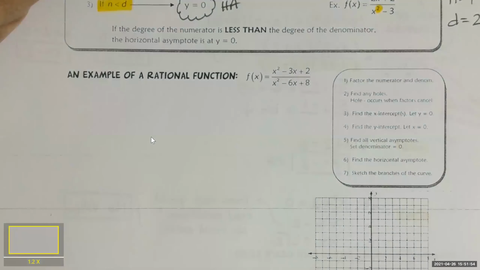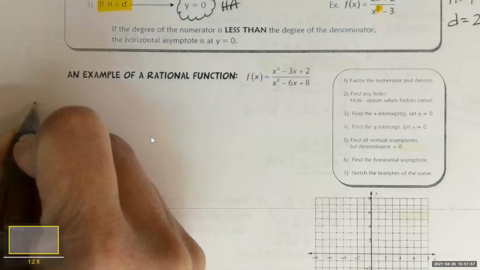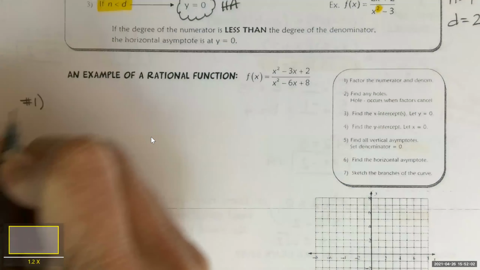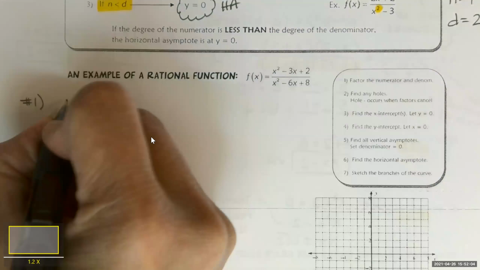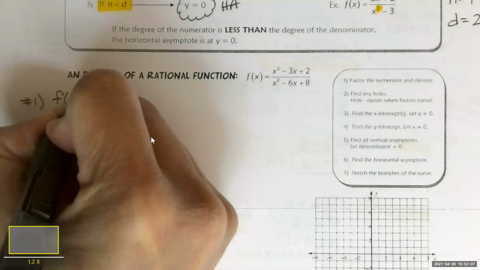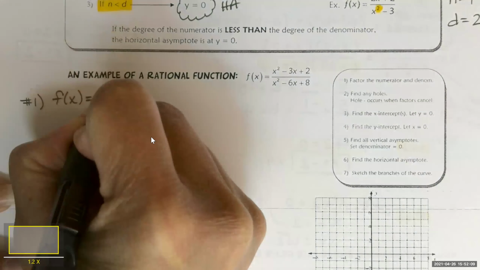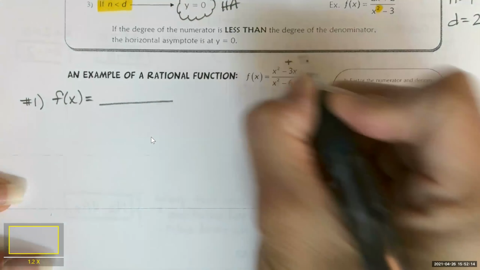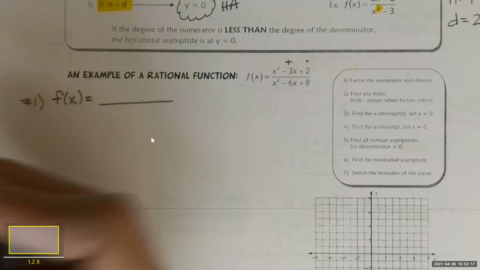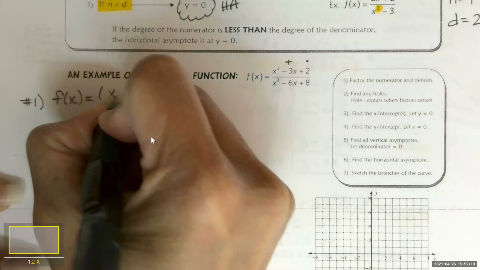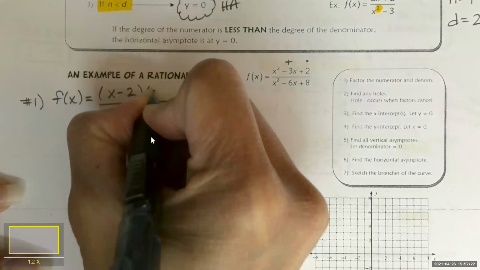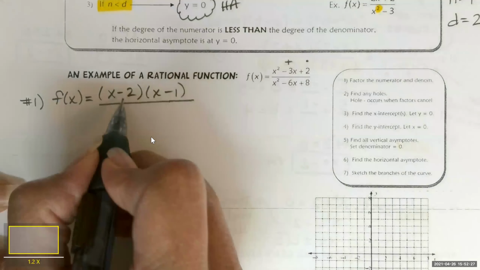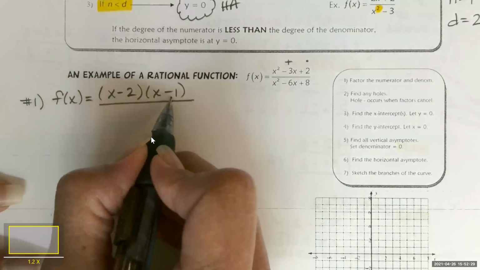So step number 1, so I'm going to come over here and write step number 1. And the first thing is to factor the numerator and the denominator. So let's go ahead and do that. Let's rewrite our function in factored form. X squared minus 3x plus 2. I needed two numbers that multiply to be 2, that add to be negative 3. So x minus 2 and x minus 1. Negative 2 times negative 1 does end up being 2. Negative 2 plus negative 1 does give me negative 3.